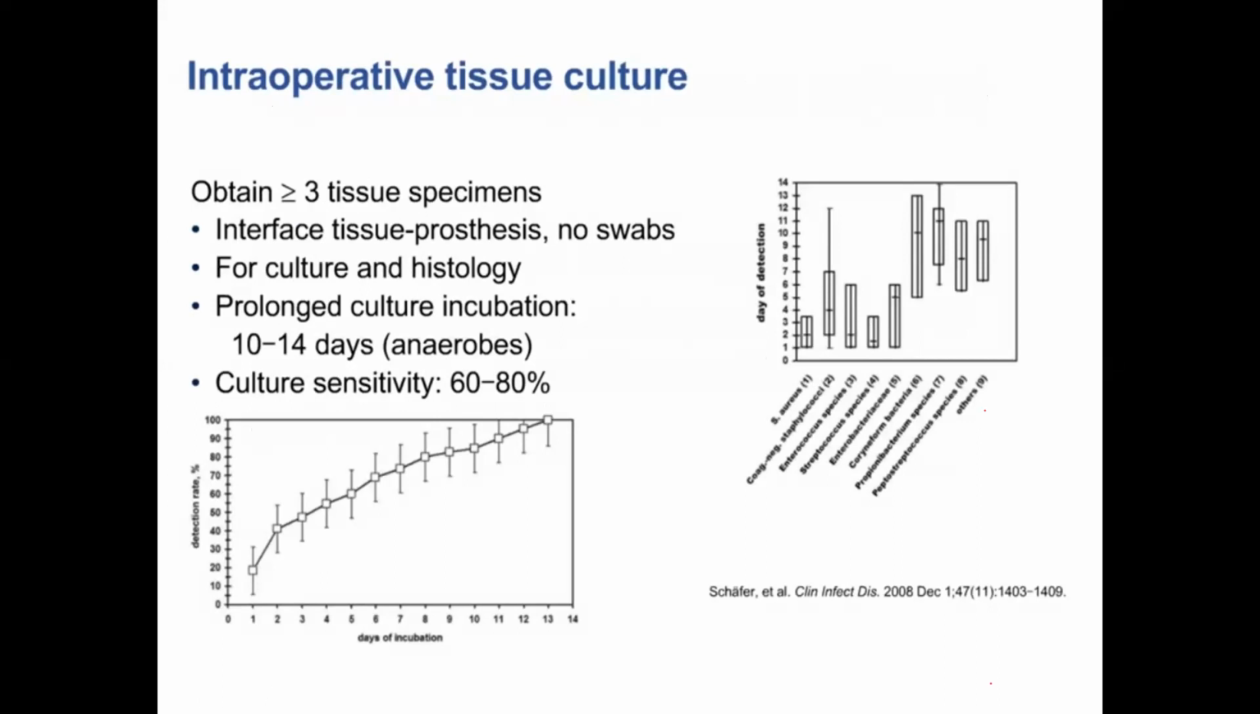So combining the sensitivity, aspiration is about 40%, while the synovial biopsy is about 80%, but if you do both, it will increase the rate of sensitivity for periprosthetic joint infection.